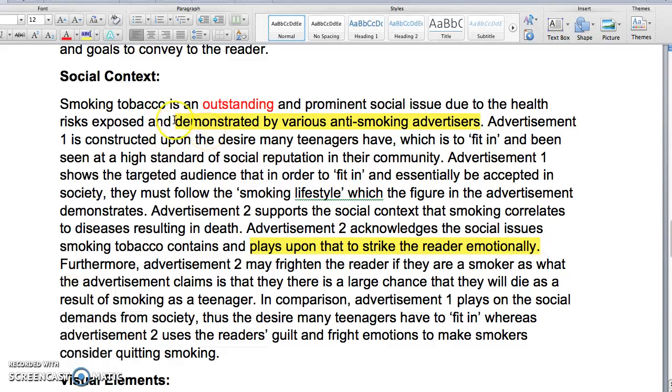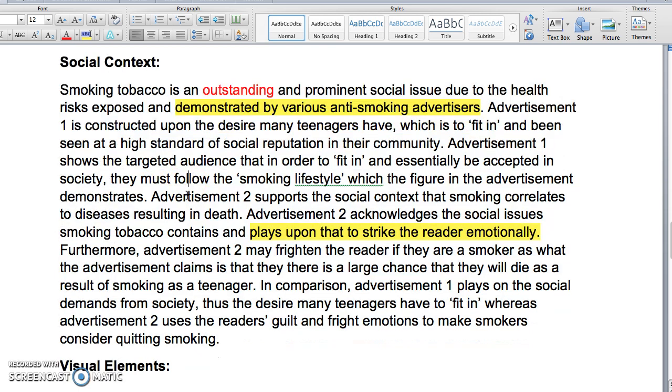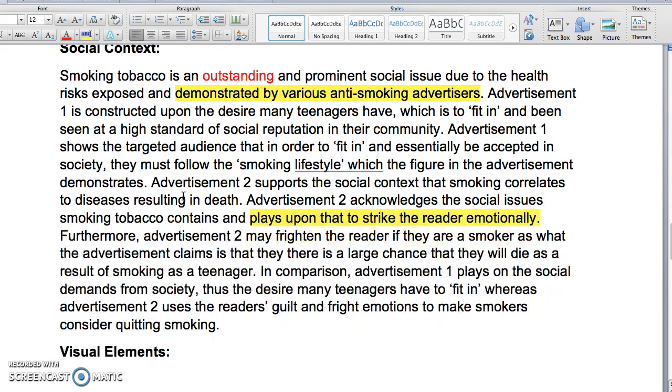And it's not that the risks were exposed and demonstrated by anti-smoking advertisers. This is the development in medical research over the years that made that connection, and it's now been proved beyond all doubt. So the governments have imposed more and more restrictions on advertising, and now they're actually putting money into anti-smoking advertising. So again, you're just going to need to go and tidy this up and show your understanding of how the medical research and the social understanding and attitudes towards smoking have changed over the years.